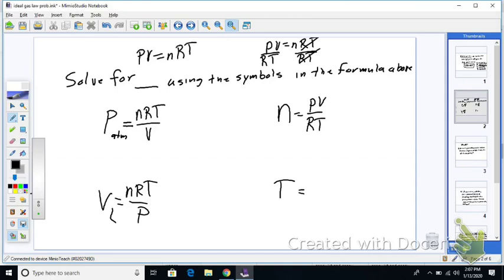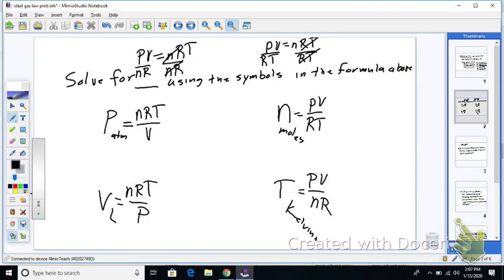So for T, you can divide both sides by nR. That gets rid of nR. Then you get PV over nR as your calculation, and that would give you Kelvin. This gives you moles, and this gives you Kelvin temperature. So we're going to do 3 of these. The first one we'll go through together, and the next 2 I'll have you do.